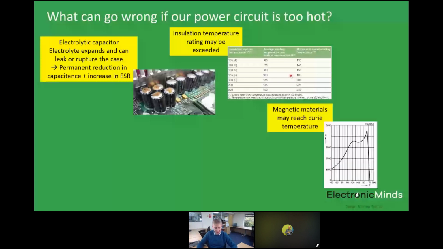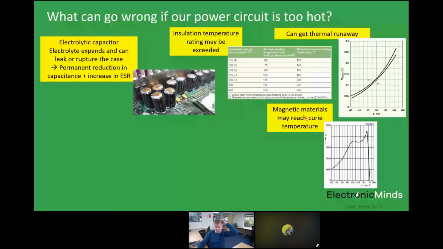Magnetic materials, if they get too hot, there's a thing called Curie temperature, and what Curie temperature really is, is the temperature above which the magnetic properties of that material disappear. So rather than having a nice ferrite core for your flyback converter, suddenly it appears like an air-cored part, and the relative permeability drops down to almost zero. That will just cause your converter to fail. So you must keep the magnetic materials below that Curie temperature.